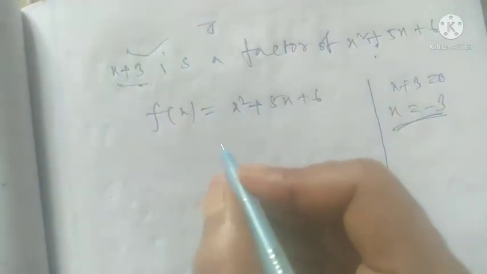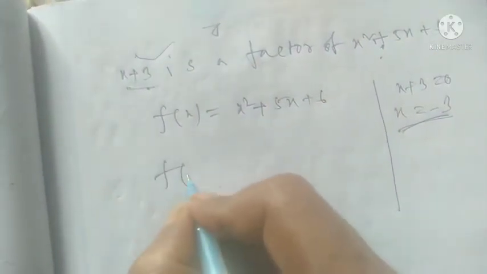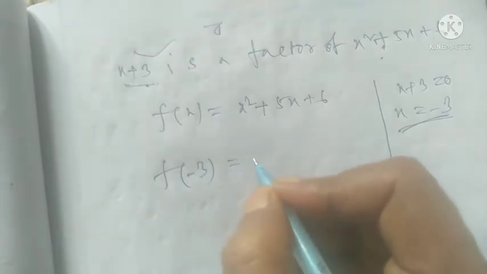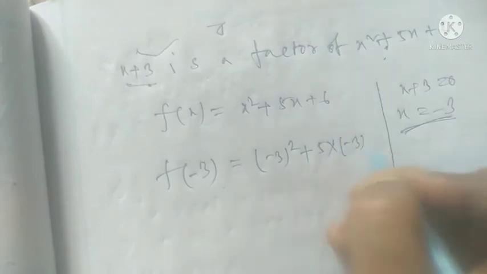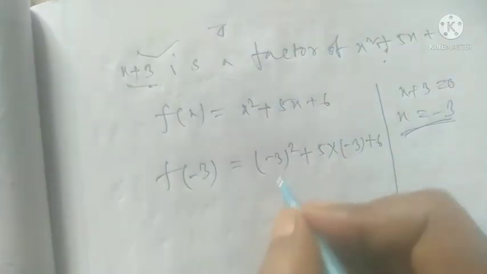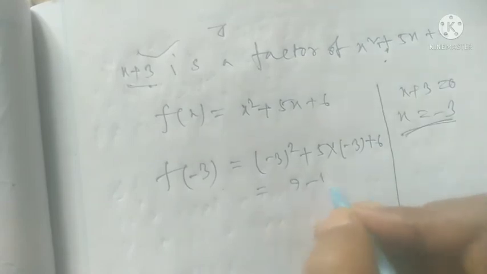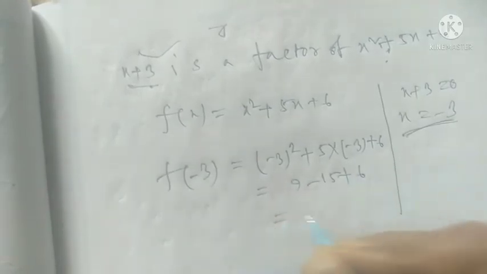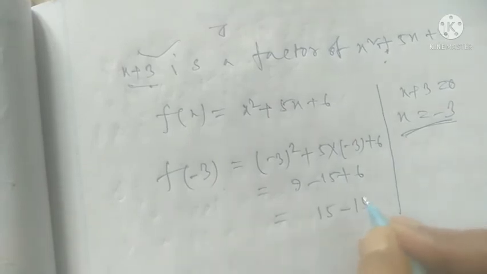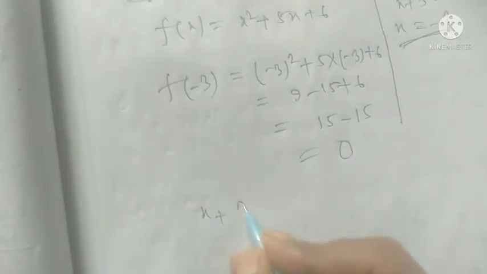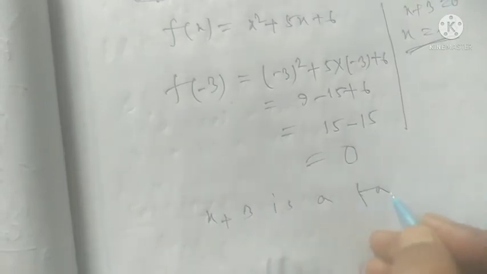So f of minus 3 is equal to minus 3 square plus 5 into minus 3 plus 6, then it will be 9 minus 15 plus 6. So 9 plus 6 gives 15, and minus 15, so this is 0, yes or no? That's why the remainder is 0. So it is clear that x plus 3 is a factor.